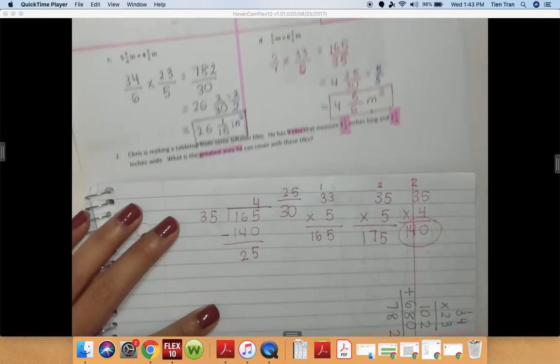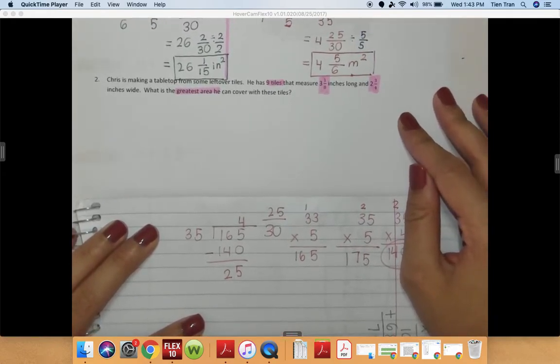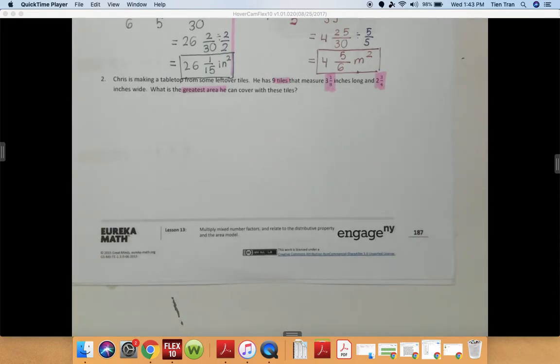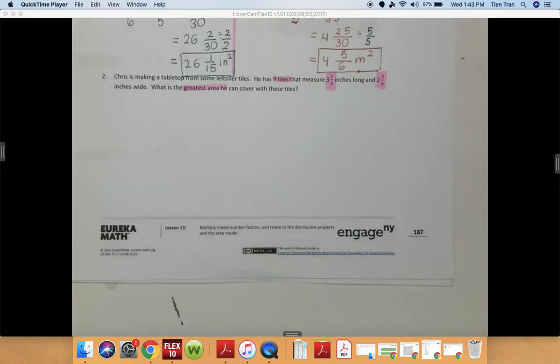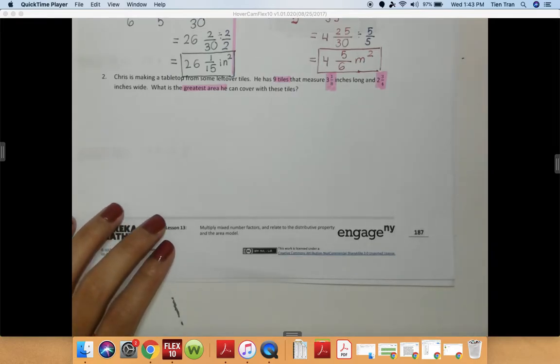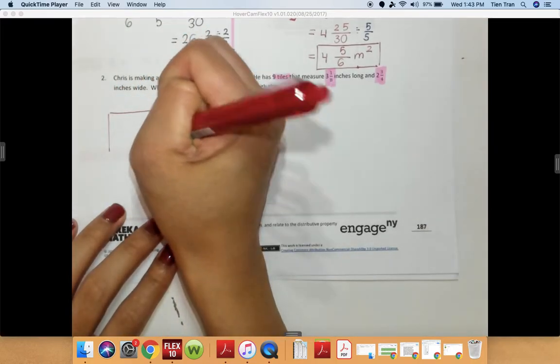Okay, now I'm going to move on to problem 2. Chris is making a tabletop from some leftover tiles. He has 9 tiles that measure 3 1/8 inches long and 2 3/4 inches wide. What is the greatest area he can cover with these tiles? Looking at the problem for number 2, I need to figure out what measurements I need to solve. I'm going to draw a diagram so you guys can see that a little better.